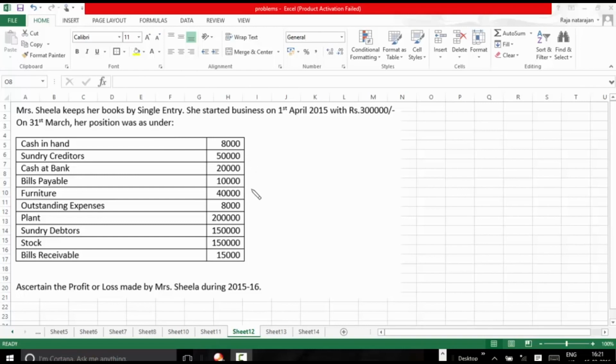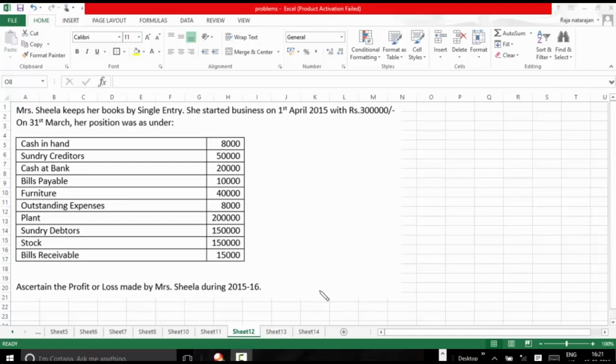You see certain assets and liabilities like cash in hand, asset; sundry creditors, liability; cash at bank, asset; bills payable, liability; furniture, asset; outstanding expenses, liability. Then plant, sundry debtors, stock, bills receivable, all these are assets. You have to ascertain the profit or loss made by Sheila during 2015-16.